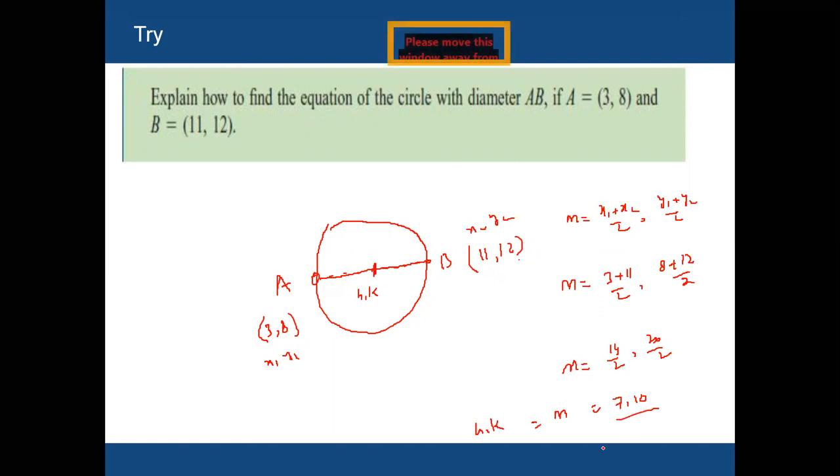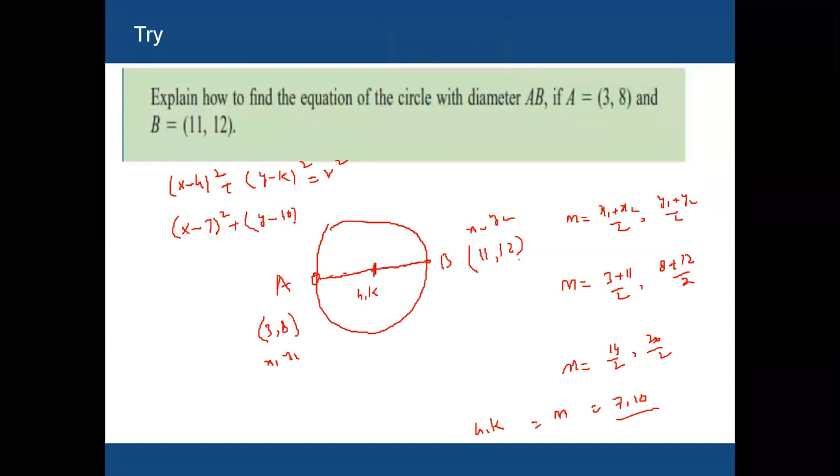So now we have the h and k points. We can write the main equation: x minus h whole square plus y minus k whole square equal to r square. So x minus h, where h is 7, whole square plus y minus k, where k is 10, whole square equals r square. Now another question: we have the standard equation of a circle. How can we find the value of the radius?